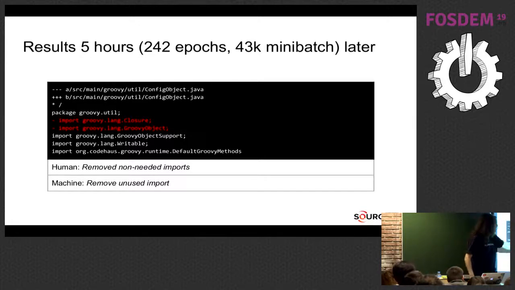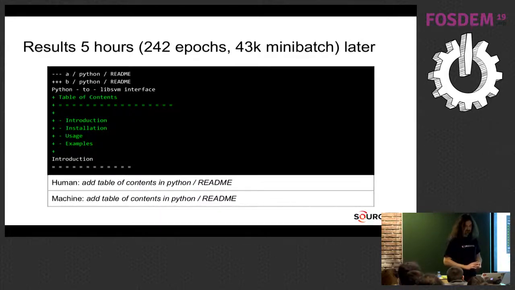So: remove no needed imports. The machine translation said remove unused import. So the machine really generated this message just looking at this one. And in this case, the messages are actually equal. So, add the table of contents in Python README, and the machine said really the same. So this makes me think there's a kind of repetition pattern in the training data.